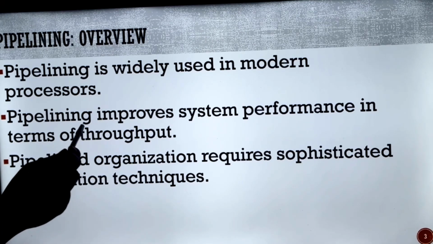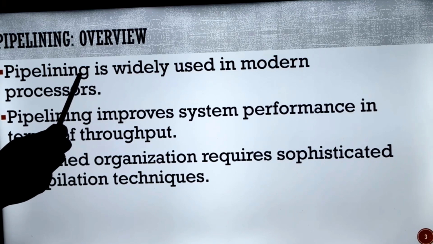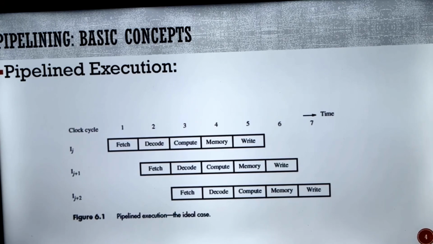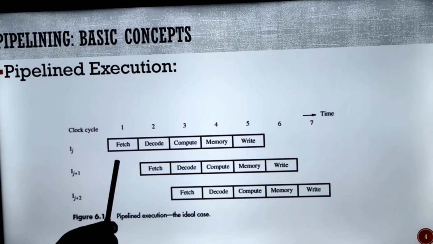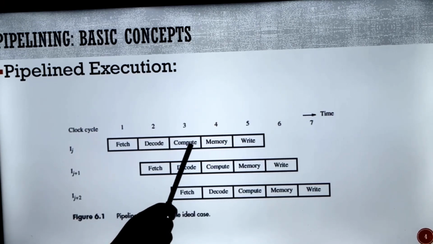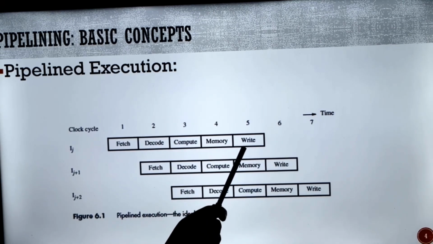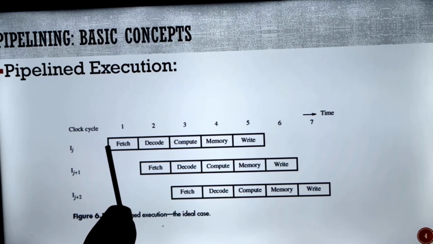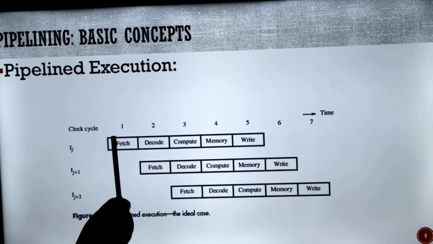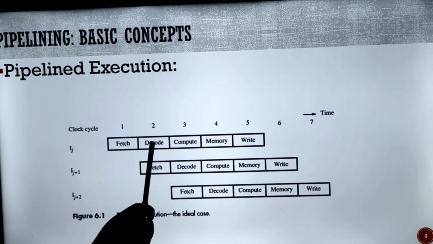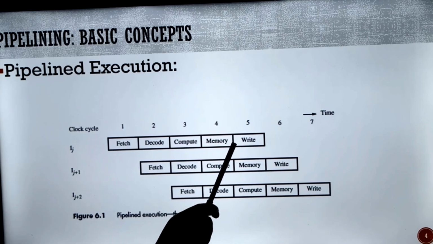Similarly, in our computer system, whenever we talk about pipelining, what do we do basically? Whenever we execute any program, we divide the task into 5 different stages. What are the stages? Fetching, decoding, computing, memory access, and write. Once you are executing an instruction, these are the 5 different tasks we perform: instruction fetching, decoding, computing, memory access, and write operation.